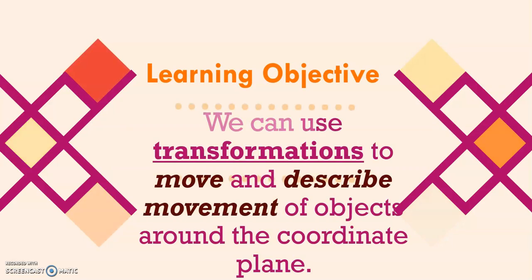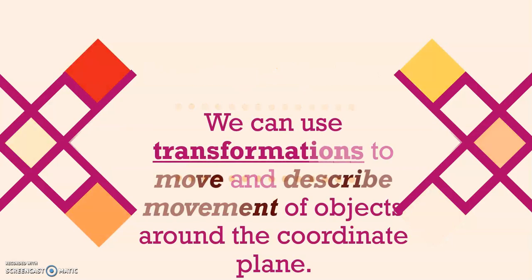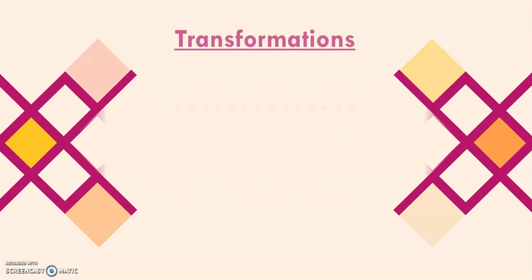This is going to be looking at all different ways we can move objects around the coordinate plane. We've started looking at this, and today we really want to look at how we can move and describe the movement of an object around the coordinate plane. We're going to use three different main methods to do this. We have three different ways to move things around the coordinate plane.